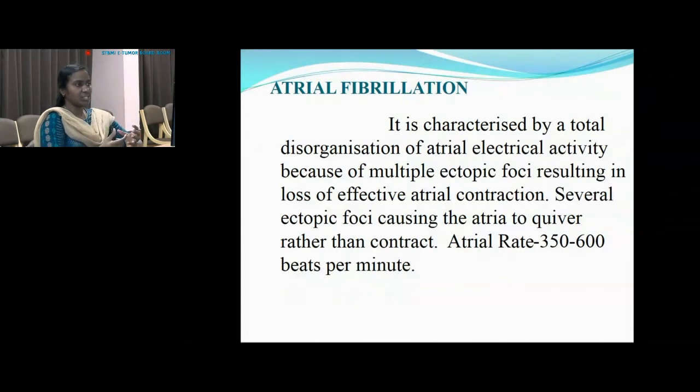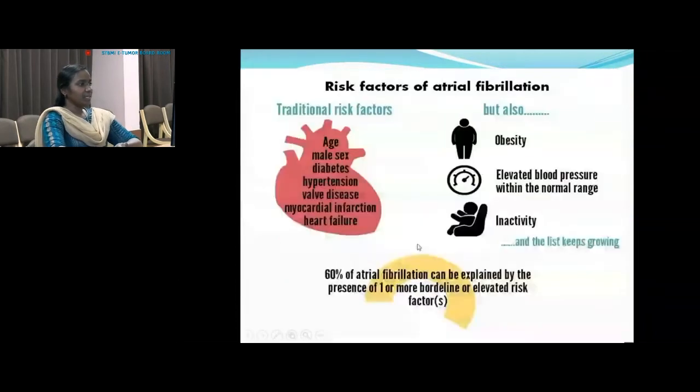So anticoagulation therapy is very important in atrial fibrillation. Several ectopic foci cause the atria to quiver rather than contract. Atrial rate will be 350 to 600 beats per minute. Risk factors of atrial fibrillation: I have already mentioned all the risk factors. Commonly, age is one risk factor, along with diabetes and all the comorbidities, obesity, inactivity, and all unhealthy lifestyle practices, which are risk factors for getting these dysrhythmias.